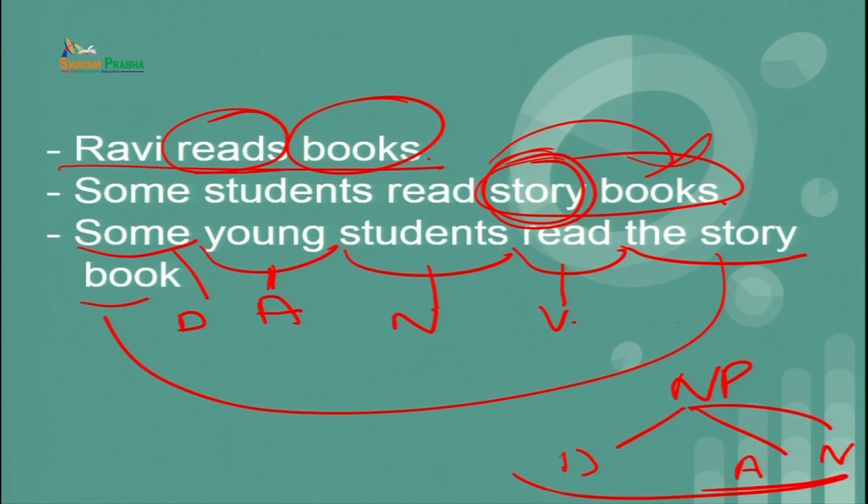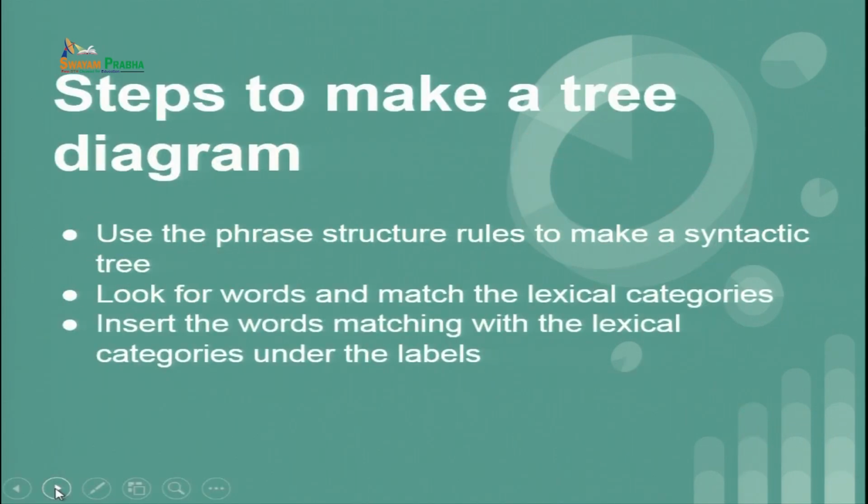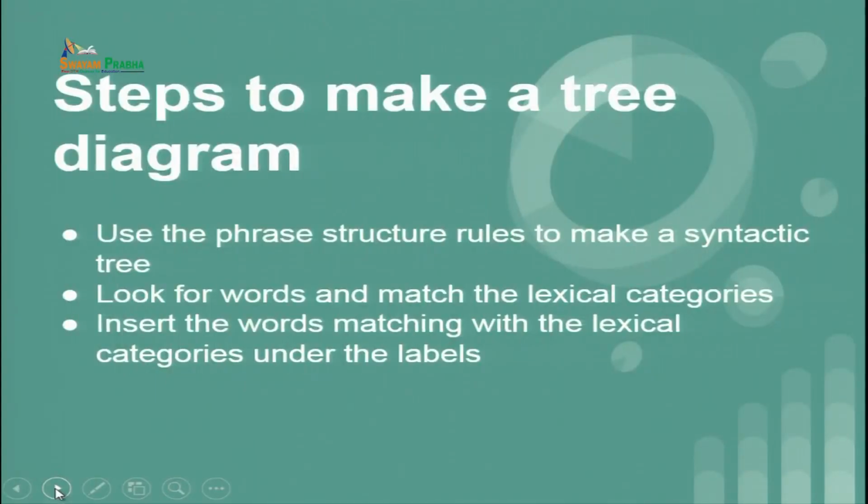And you can easily make a tree diagram of these components. After understanding how a tree diagram works, let us quickly revise what the steps involved in making it are. First of all, you should have a ground knowledge of what parts of speech are, what components they include, and you should also be able to mark them, right? And then you should be able to look for words and match the lexical categories. After that, the next step, you should be able to insert the words matching the lexical categories under the labels.